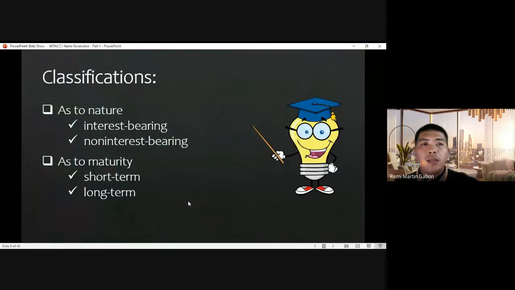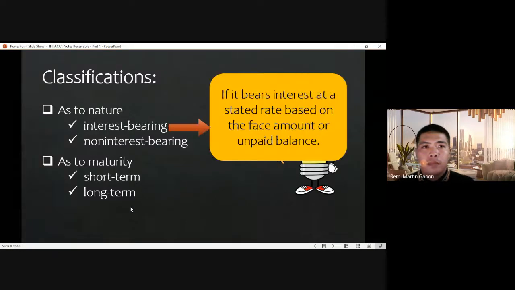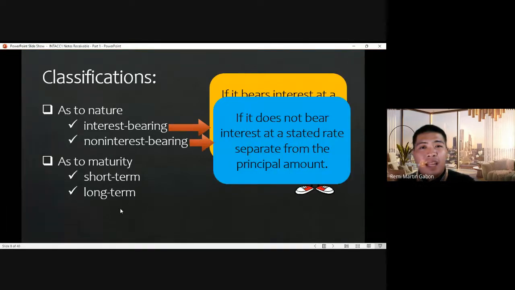So classifications of notes receivable. First, we have as to nature. Notes receivable could be interest-bearing or non-interest-bearing. When we say interest-bearing, the promissory note bears interest at a stated rate based on the face amount or unpaid balance of the promissory note. Or it is non-interest bearing if it does not bear interest separate from the principal amount.